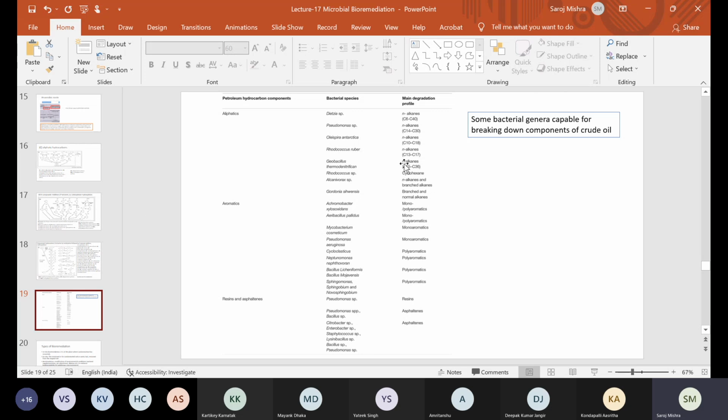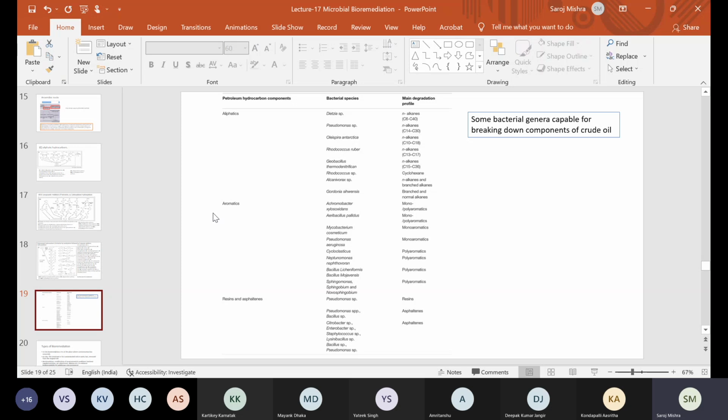So here is a list, only for your information, of bacteria which belong to genera like Pseudomonas, for example, or Rhodococcus, Geobacillus, etc. And these bacterial species are capable of degrading aliphatic hydrocarbons. For example, this species degrades alkanes where the carbon chain length could be from 6 to 40, N-alkanes from 14 to 30, or this bacterium can degrade aliphatics when the carbon length is between 10 to 18, so on and so forth, or cyclohexane, etc.